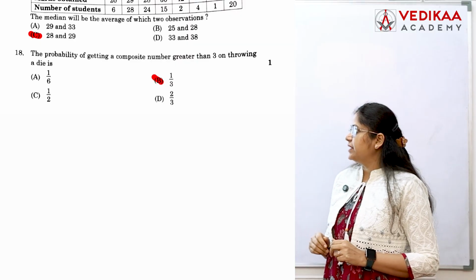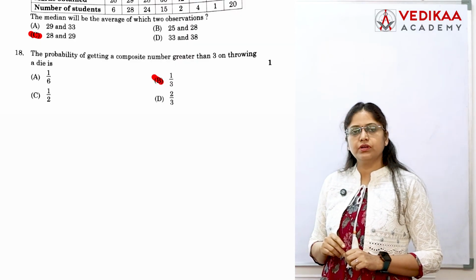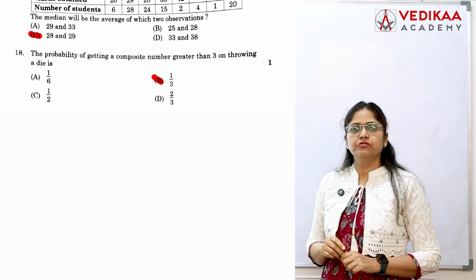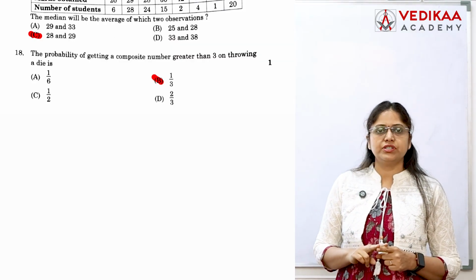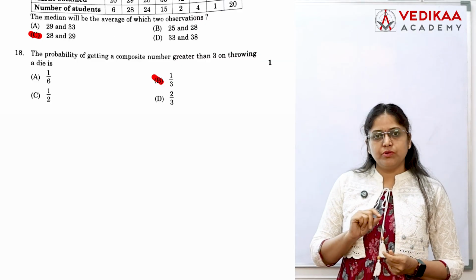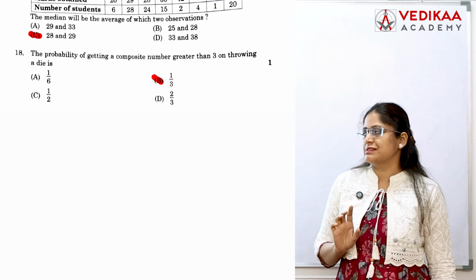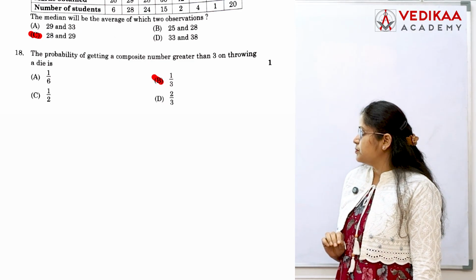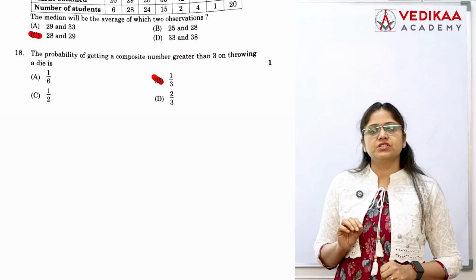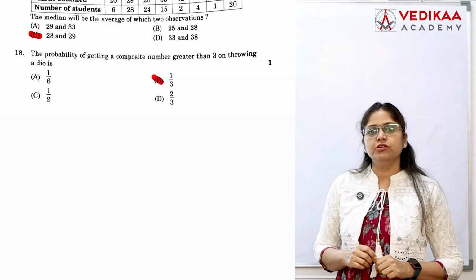The probability of getting a composite number greater than 3 on throwing a die. Again a very simple question. We know that there are only two composite numbers greater than 3, that are 4 and 6. So the number of favorable outcomes will be equal to 2 and the total number of outcomes is 6. So the answer to this question is 2 by 6, which is nothing but 1 by 3. So question number 18, correct answer is B, 1 by 3.